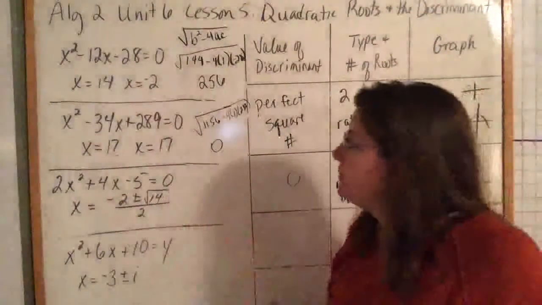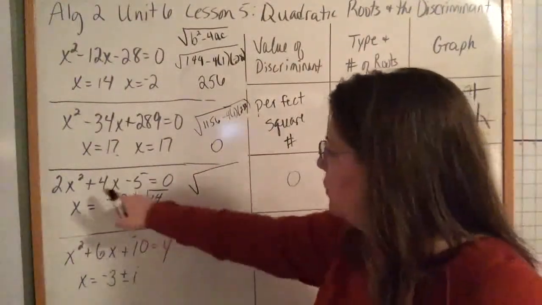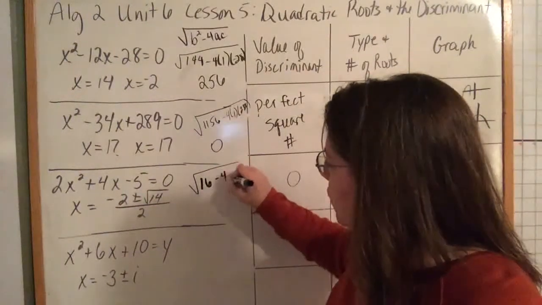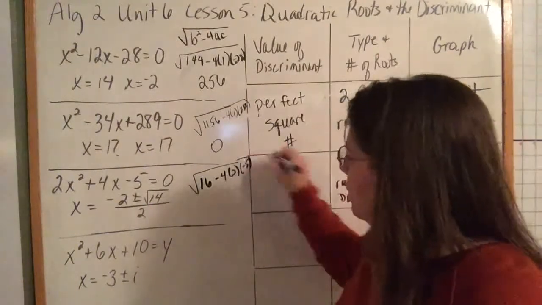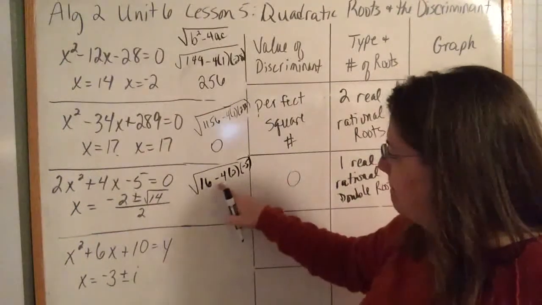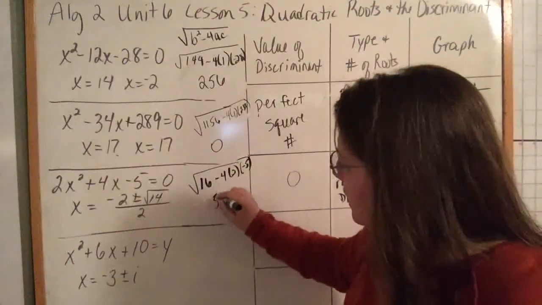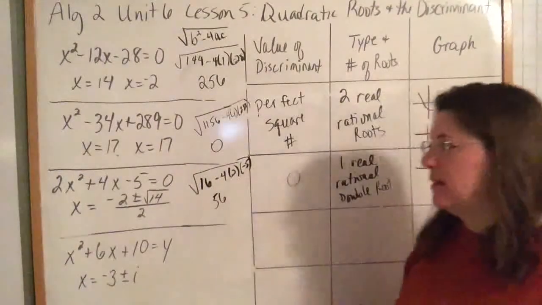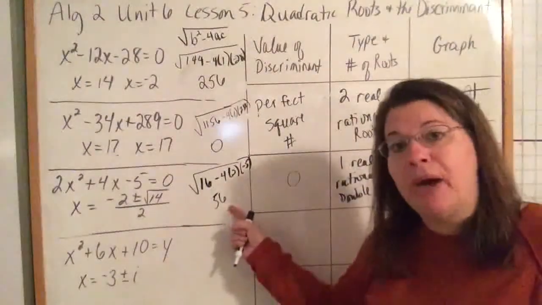For the next one, if I find the discriminant, b squared, let's see, b squared is 16 minus 4 times 2 times negative 5. When I do that one, I end up with 16 plus 40. Well, 16 plus 40 is 56. The discriminant here is 56. Well, if you look at that, it's not a perfect square. It's not 0, but it is positive.